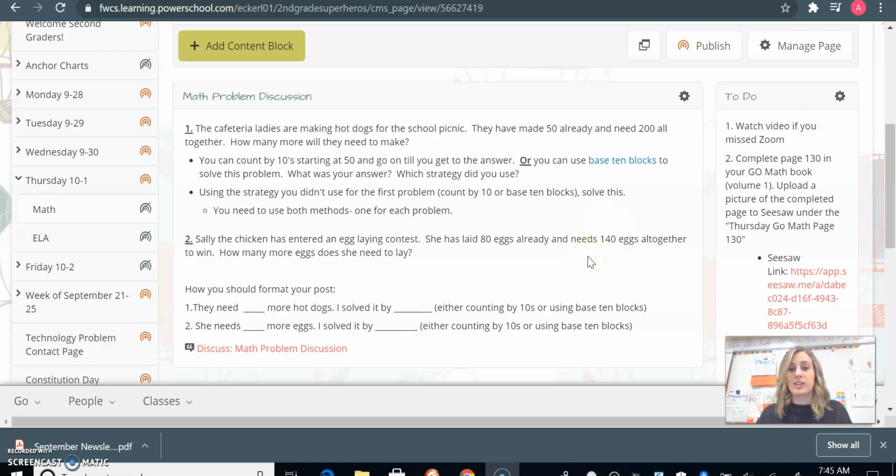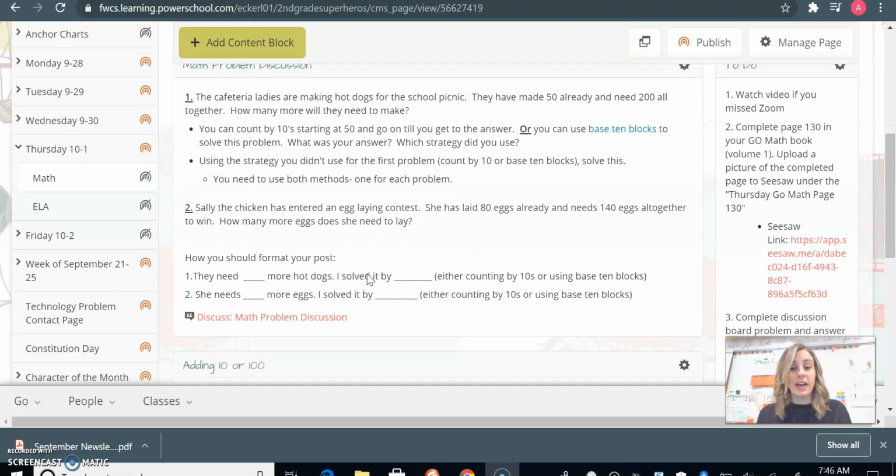I will also make sure there's a hundreds chart posted on this page so that you can use that to help you as well. If you used skip counting by tens for problem 1, then you're going to use your base 10 blocks for problem 2, okay? And then I actually already gave you your sentence starters for both problems.